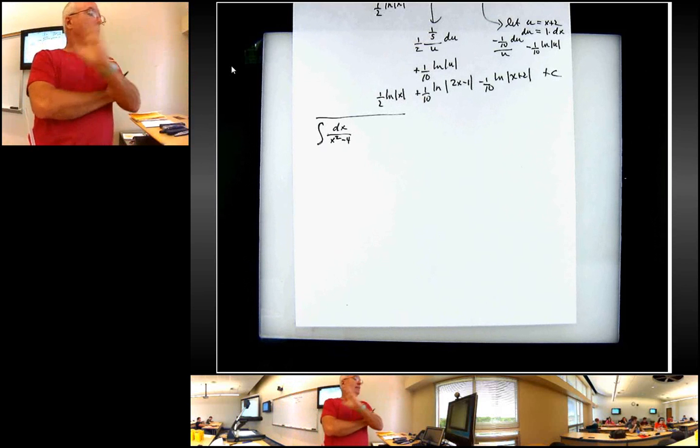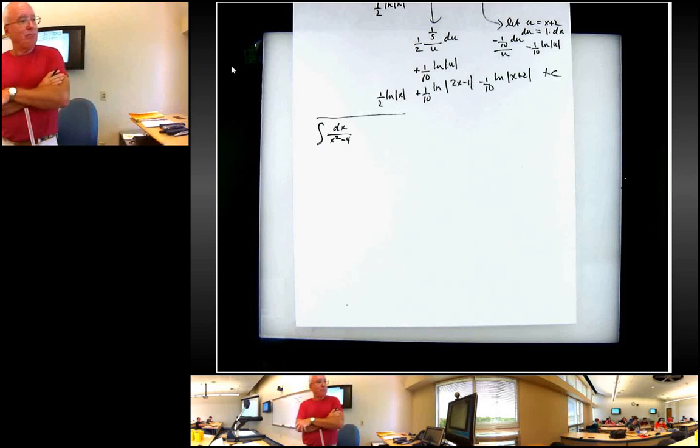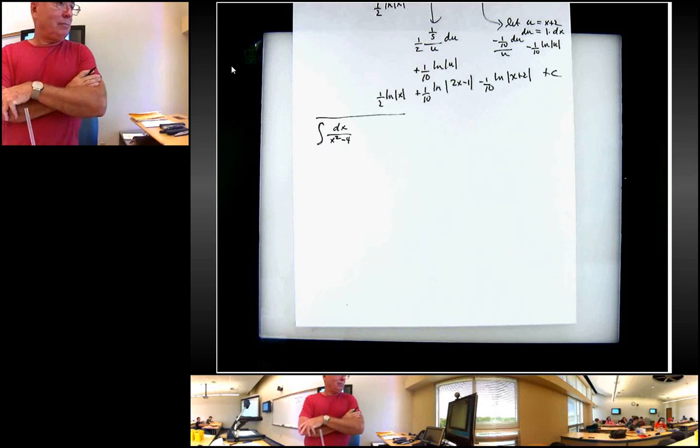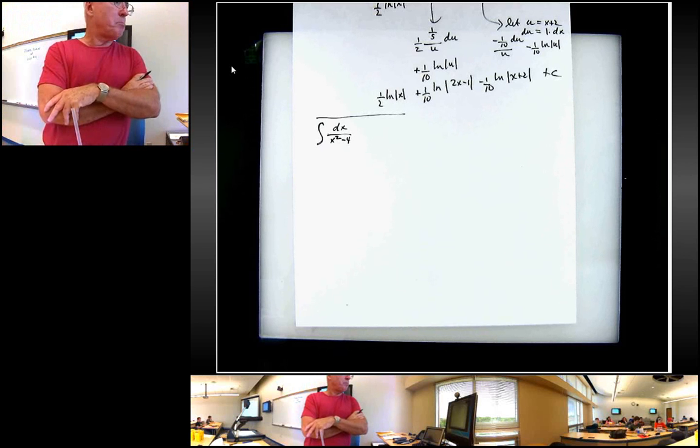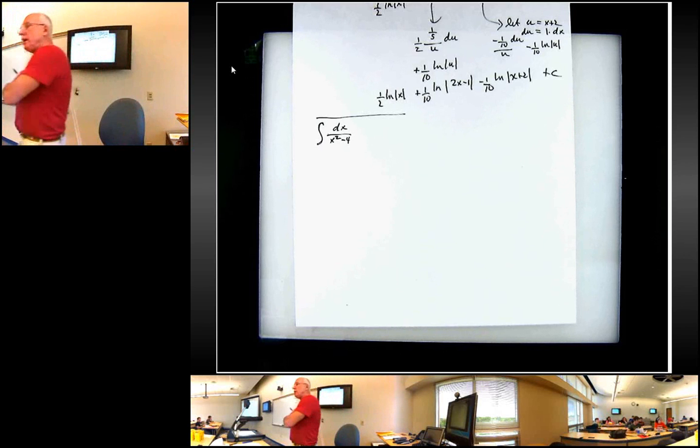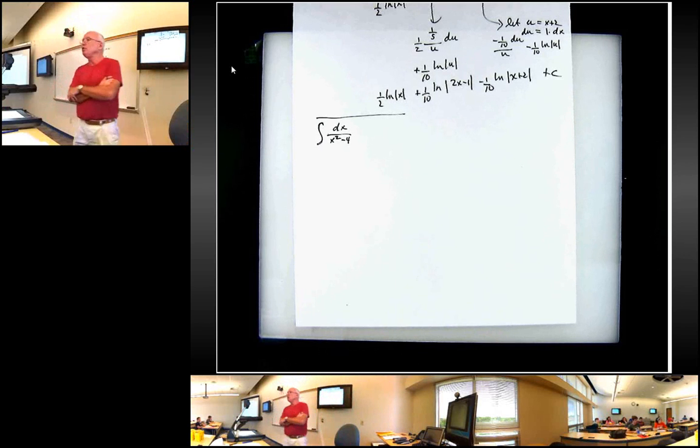Anybody? Nobody is coming up with anything. Secant, right. I could use x equal to 2 secant theta, but I'm not going to. We're going to do partial fractions with this.